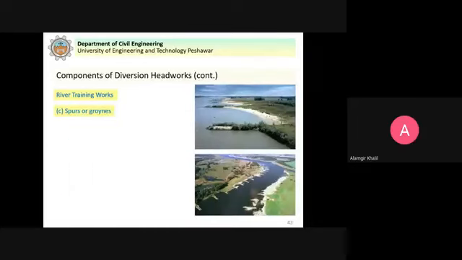So these are spurs or groins. You can see here these are groins. So the purpose is the functions that we already discussed, and it protects the banks against erosion. You can see here this is a groin or spur.